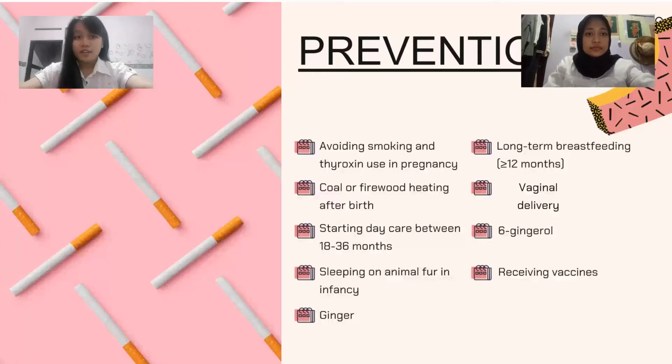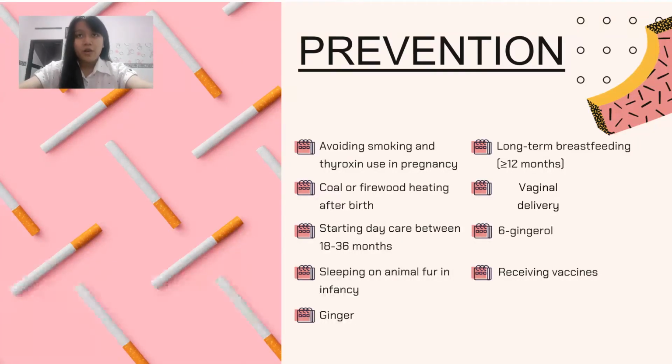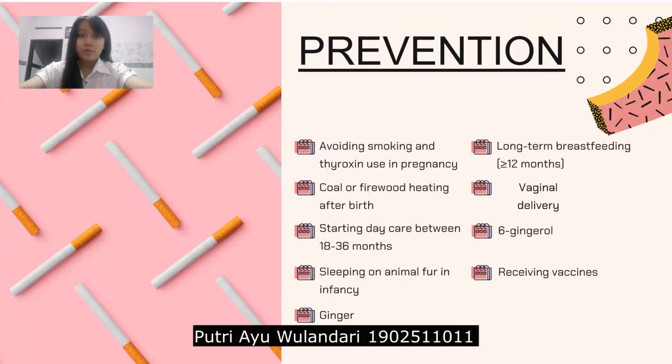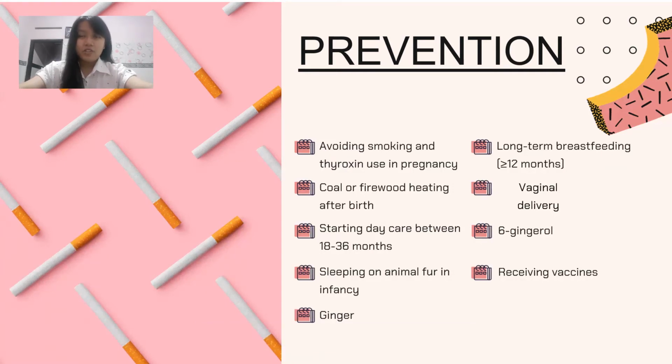Thank you. Next, prevention of allergic rhinitis. Primary prevention that seems possible for allergic rhinitis in combination with asthma is avoiding smoking and tobacco use in pregnancy, avoiding cold or fire heating after birth, avoiding starting daycare between 18 and 36 months, avoiding sleeping on animal fur in infancy, and receiving vaccines. Ginger can also be used for prevention of IgE-mediated allergic disorders, including allergic rhinitis. Another potential immunosuppressive agent called 6-gingerol also contributes to suppressing cytokine-mediated immune responses.